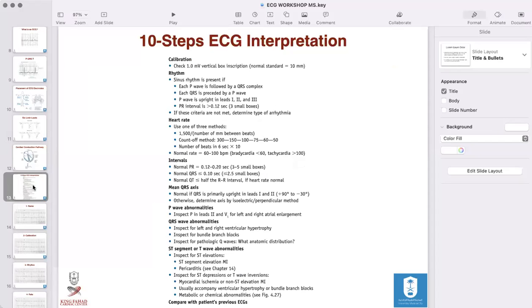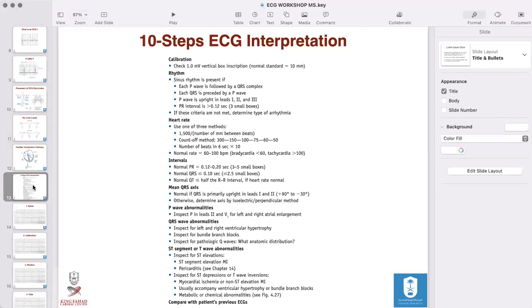But usually, if it is more than 110 milliseconds, it is considered abnormal. If it's more than 120 milliseconds, that's where we call it complete bundle branch block. If it is between 100 or 110 and 120 milliseconds, it's called incomplete. It doesn't matter for you to know that, but remember, if it is more than 120 milliseconds, that is really abnormal.